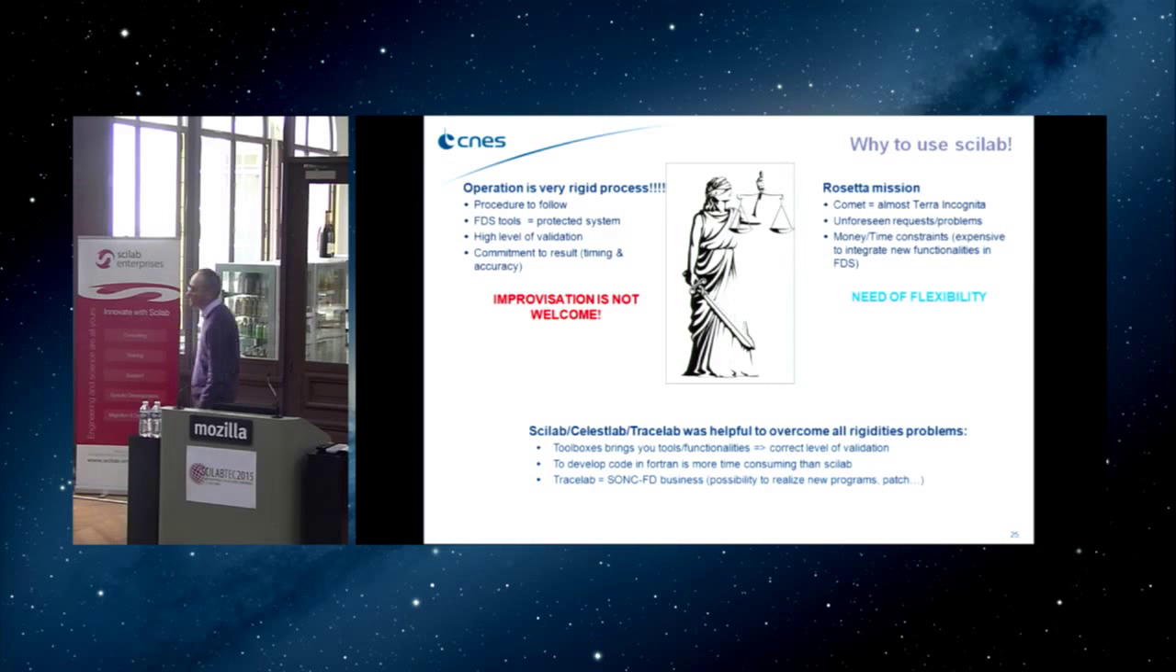The main problem is that the Rosetta mission is a discovery mission. So comets are almost terra incognita. It's the first time we orbit a comet. We have a lot of unforeseen requests and problems. Some teams ask you for support because there is something they didn't foresee and they need help.